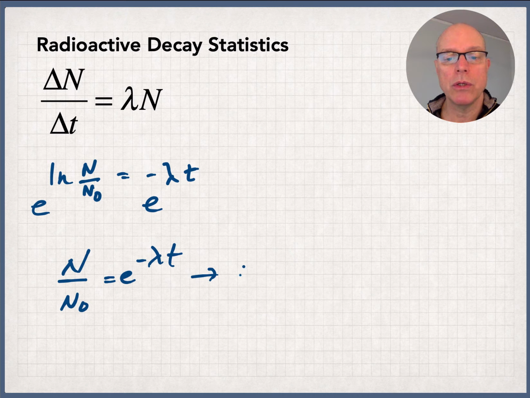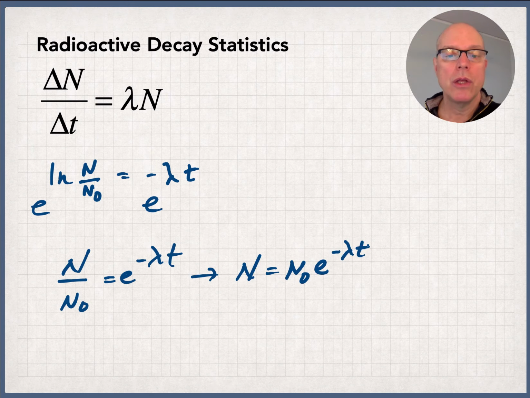So this leads me to n, the number of nuclei left in a sample at a given time, equals n0, the number of nuclei you start with, times e to the minus lambda t. So that's the derivation. What I want to do is zip back and talk real quick about the fourth formula.